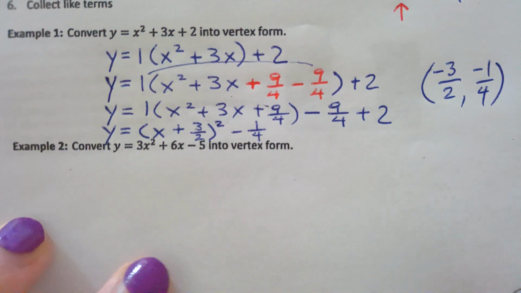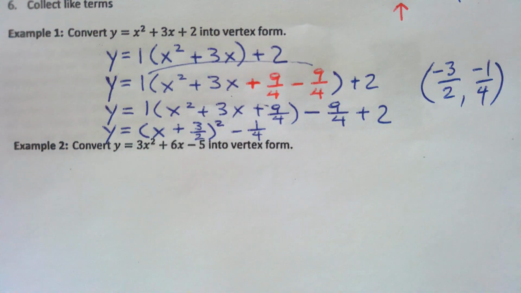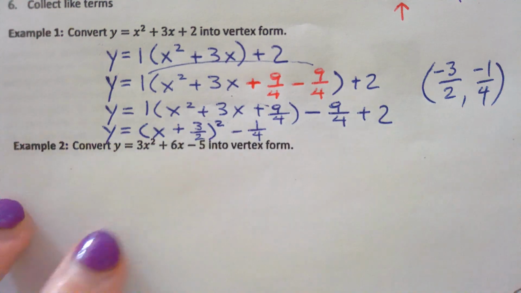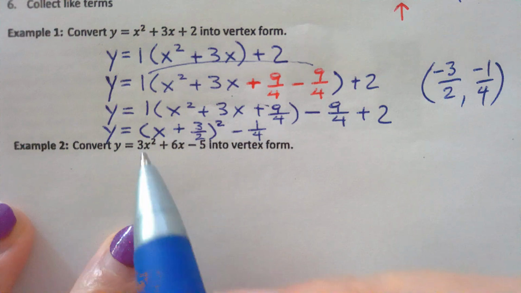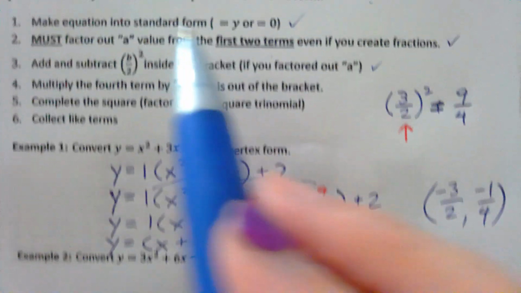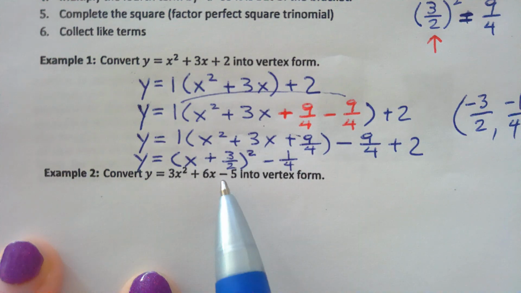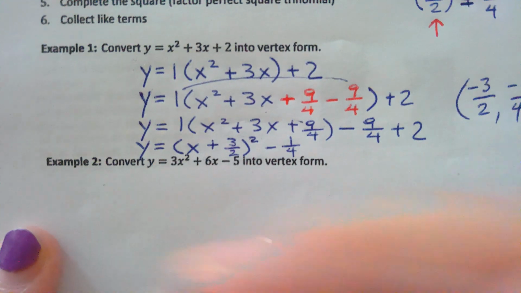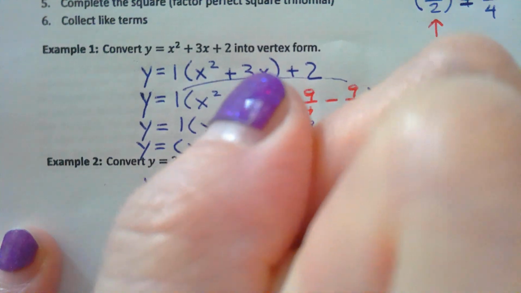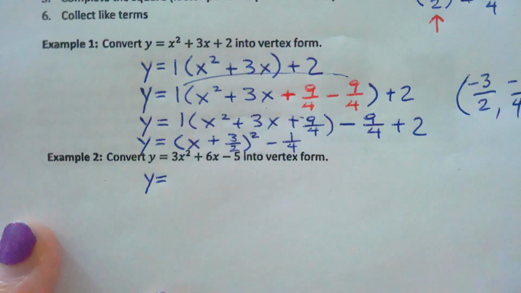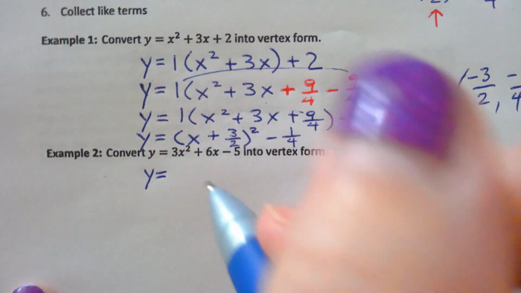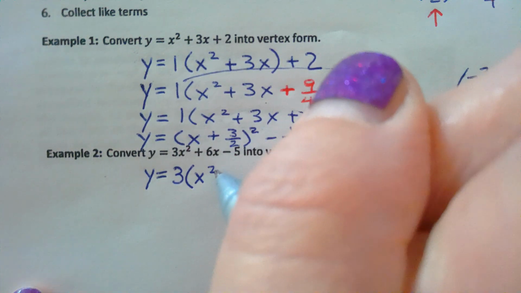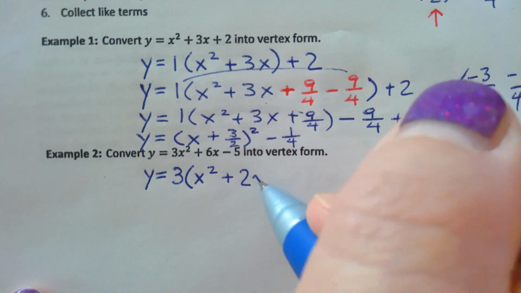Okay, we're going to do another example. Let's try this one. First step, is this in standard form? Yes. Second step, I need to factor out the a in the first two terms. So what's my a value? William? 3. I'm factoring out the 3 from the first two terms, and first two terms only.